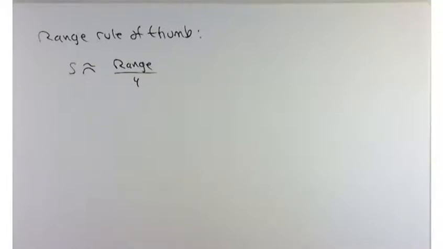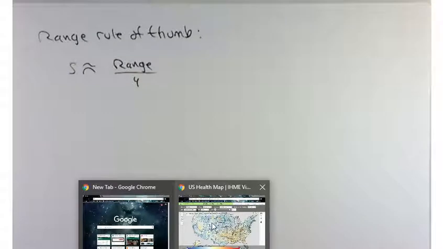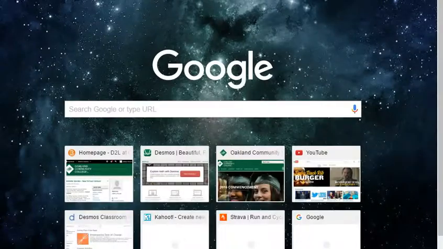So let's take a look at an example using the range rule of thumb, how we would employ that. I've downloaded some earthquake data that's part of the data set from the book. Let me see if I, yeah, this is the wrong one.